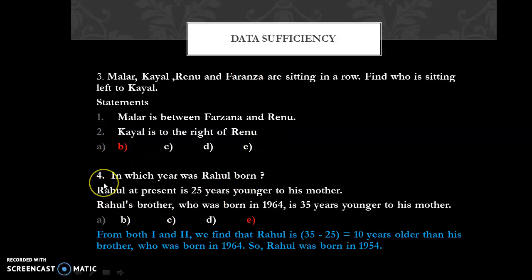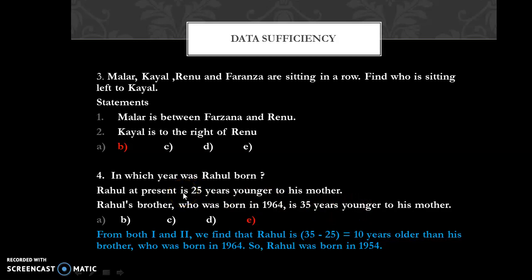Then the fourth question. Let's look into that. In which year was Rahul born? Two statements are given. The first statement: Rahul at present is 25 years younger to his mother. The second statement is: Rahul's brother, who was born in 1964, is 35 years younger to his mother. These are the two statements given.